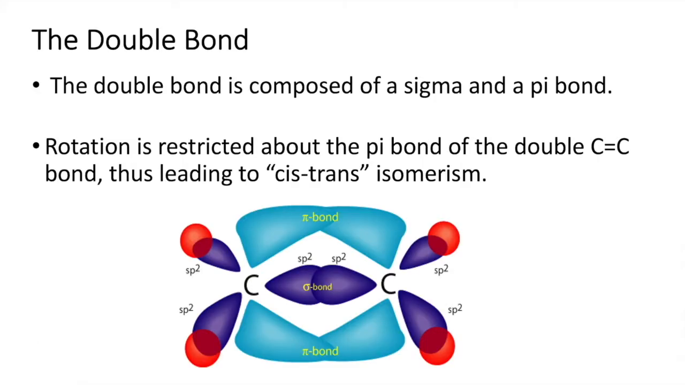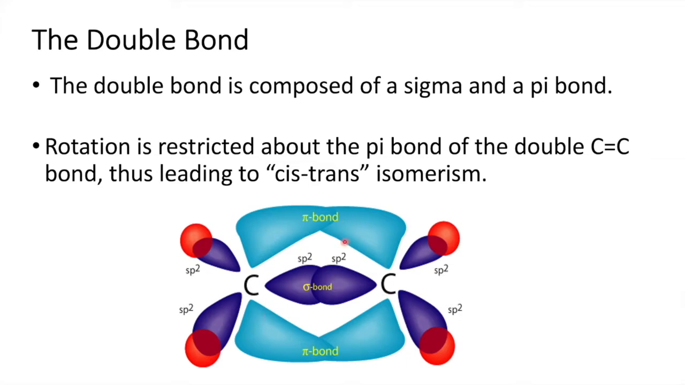Okay, first things first, we have to talk about the double bond because this part is all about reactions with a double bond. So a double bond is composed again of a sigma bond and a pi bond. The pi bond goes above and below the axes. Rotation is restricted, that's why we have cis-trans isomerism.